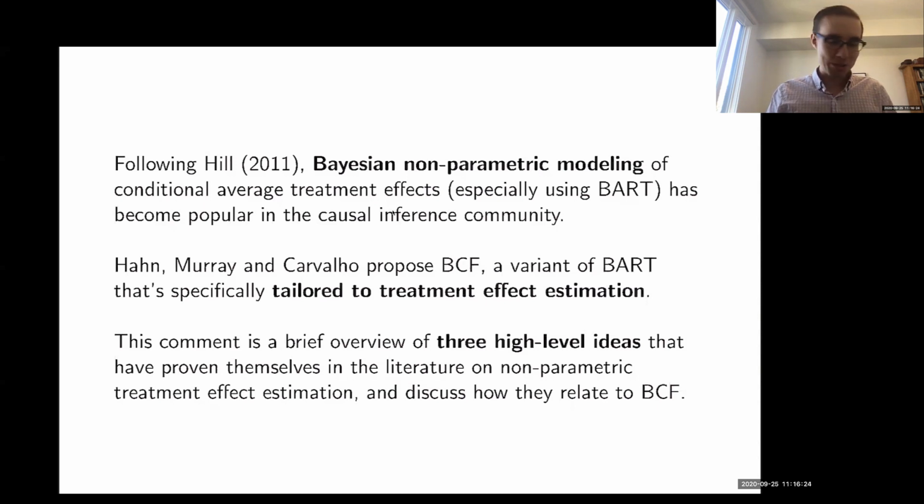Since Bayesian methods aren't currently the focus of my research, what I wanted to do is talk briefly about how the big ideas Richard outlined behind the BCF algorithm connect to ideas in the broader machine learning for treatment effects literature, and how these ideas align. So that's what I want to do here.